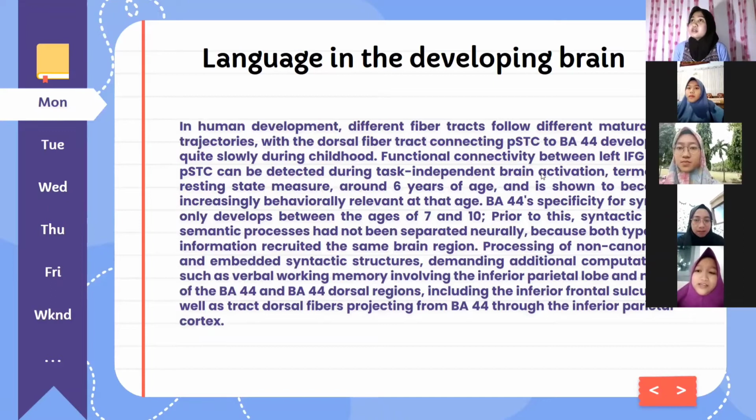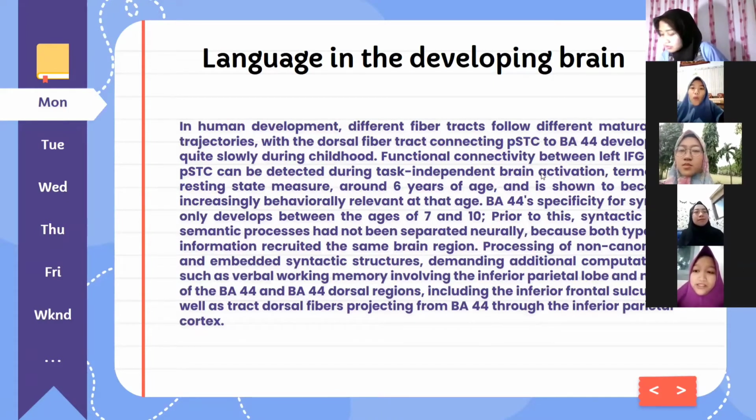Okay, language in the developing brain. In human development, different fiber tracks follow different maturation trajectories, with the dorsal fiber track connecting PSTG to BA44 developing quite slowly during childhood. Functional connectivity between left IFG and PSTG can be detected during task-independent brain activation, termed a resting state measure, around 6 years of age, and it is shown to become increasingly behaviorally relevant with age. BA44, specifically for syntax and semantic processes, had not been separated neurally because both types of information require the same brain region.